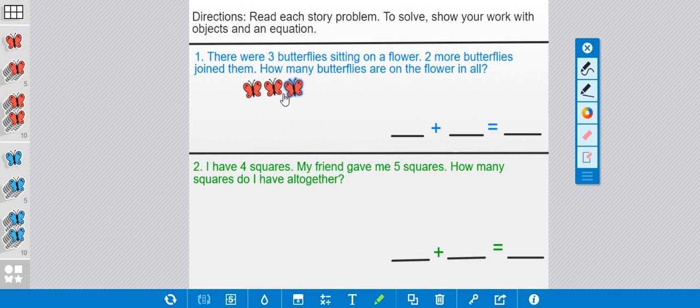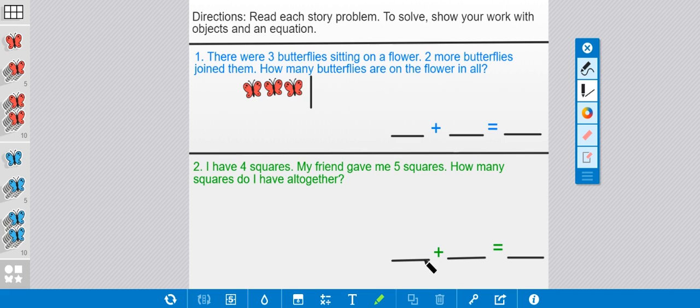So I have my 3 butterflies, and if you were doing this in the classroom, you would have your 3 circles just drawn really quickly on your paper. And then something that is also very important to do when you're in the classroom is to use a break apart line to separate your objects. It makes it easier to see what it is that you're adding together. So here is 3, so I'm going to separate them from the next set of objects.